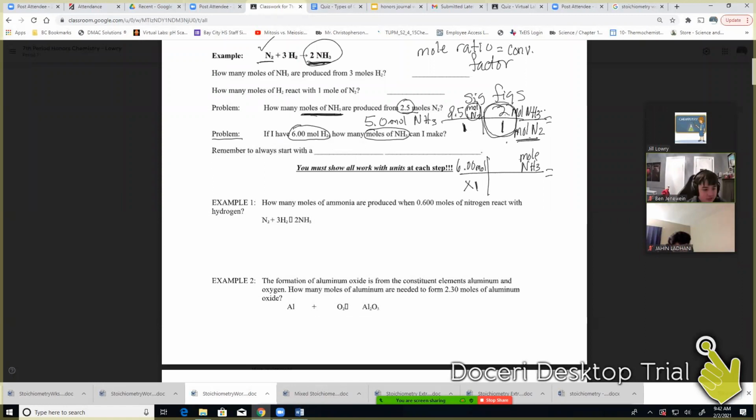And then I follow my units. If I'm moles of hydrogen here, I have to be moles of hydrogen down here. Anytime you're doing mole to mole, that's always going to be your mole to mole ratio, and that's just going to come straight from your coefficients. So how many moles of hydrogen do I have in that equation? 3. And how many moles of ammonia do I have? 2. So 6 times 2 is 12. Divided by 3 is 4. Am I correct in my math? And I need 3 sig figs, so it would be 4.00 moles.